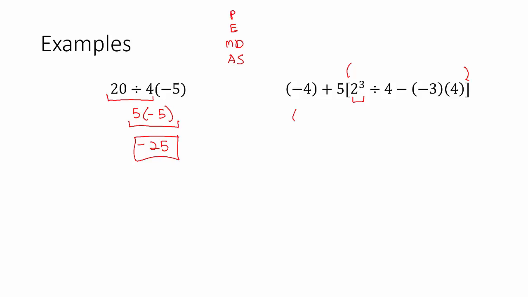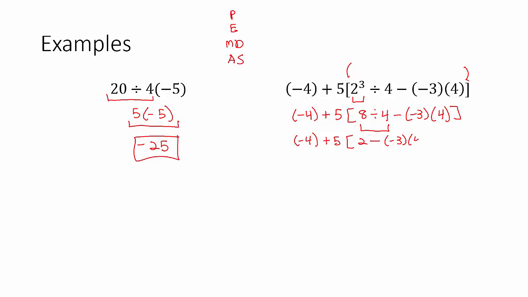Doing one step at a time to make sure we don't get in trouble, we've got negative 4 plus 5 times 2 cubed is 8, divided by 4 minus negative 3 times 4, and close the parentheses. Still inside that parentheses, the exponents are done. Now we multiply and divide left to right, which means first we're going to do 8 divided by 4. This gives us negative 4 plus 5 times 8 divided by 4 is 2, minus negative 3 times 4.